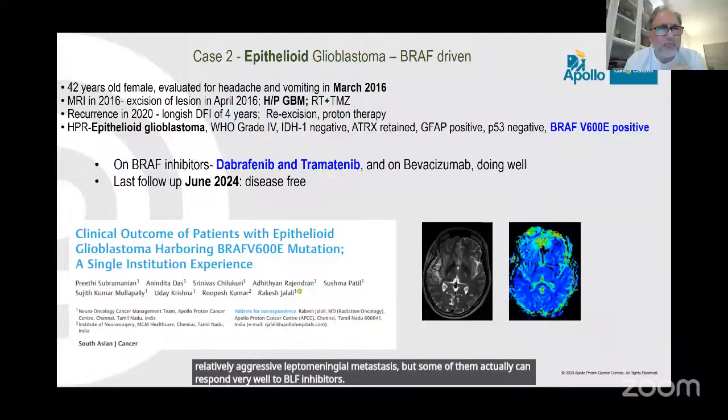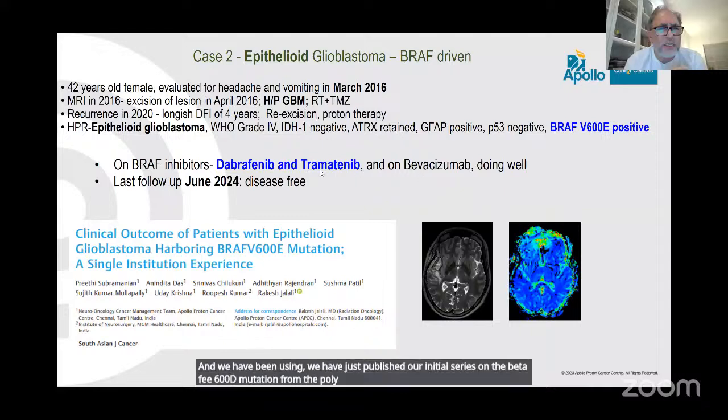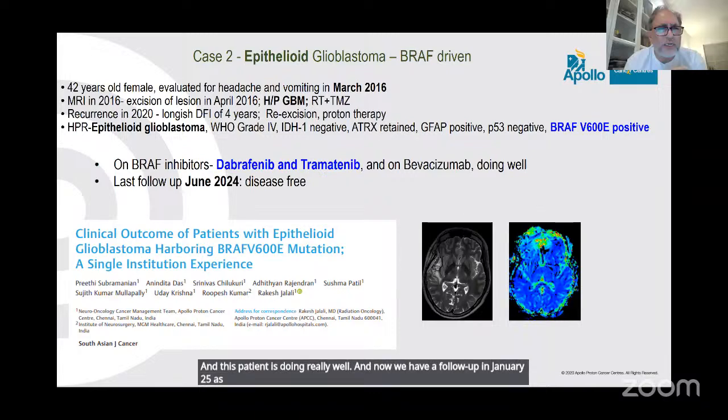And we have just published our initial series on the BRAF V600E mutation from the Apollo Proton Center, using a BRAF inhibitor called dabrafenib, but also what we call a MEK inhibitor, trametinib. And this patient is doing really well. Now we have a follow-up in January 2025 as well, from 2016, a relatively long DFI. And you have to identify this cohort of patients where, prognostically and also therapeutically, along with your oncology colleagues, the neurosurgeons can make a difference to the patient.